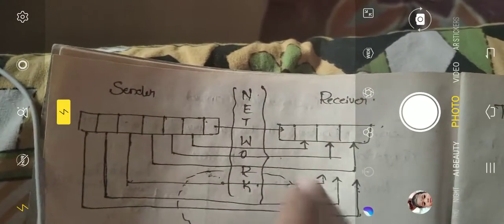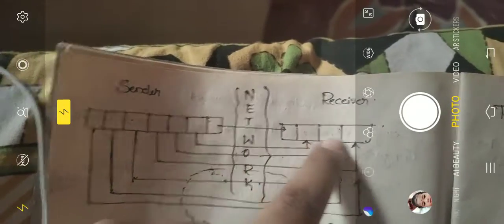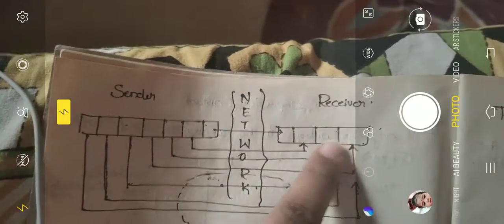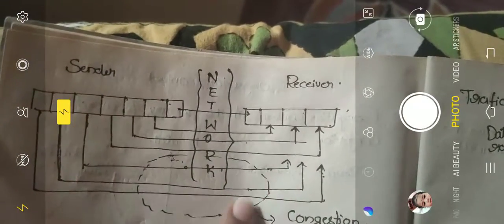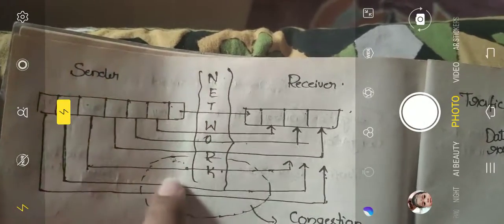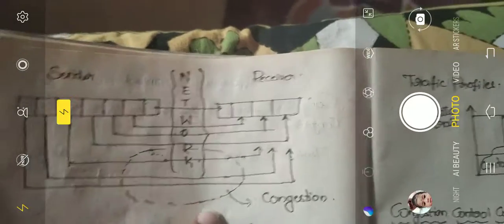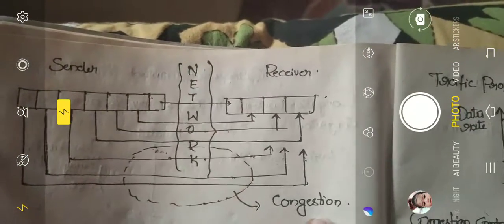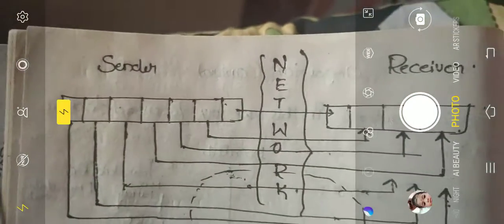They are ready to enter the receiver, but there is no free space to enter. So now what will happen? All these remaining packets are in an idle state, and they pile up against each other. This is called congestion. So how are we going to avoid this congestion? We'll discuss that now.